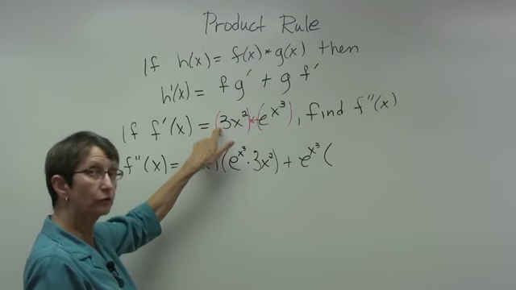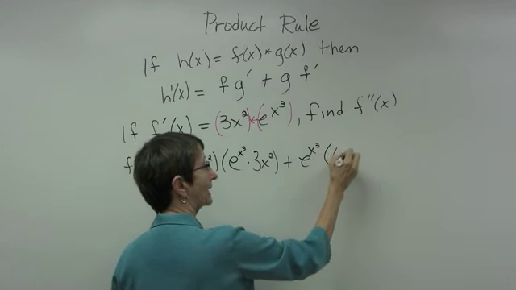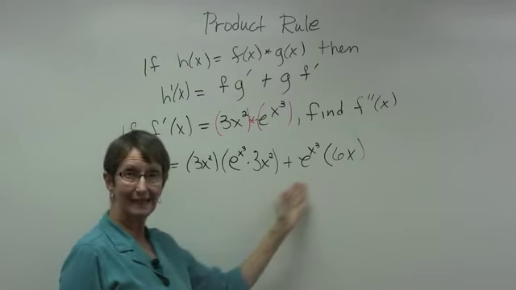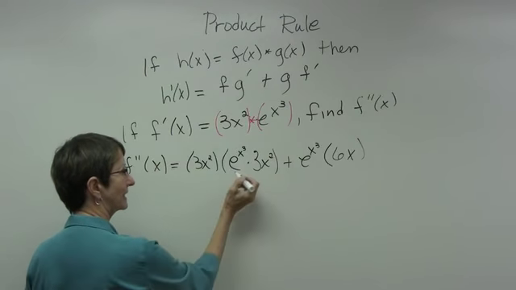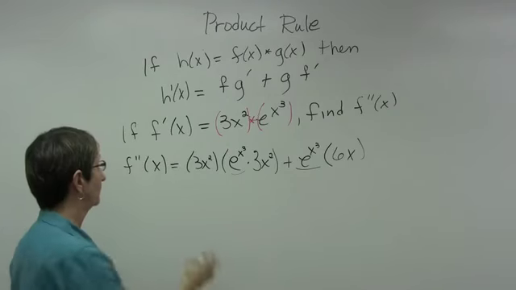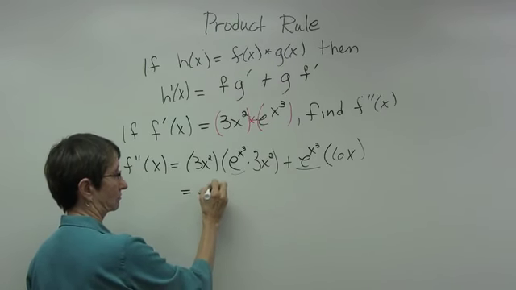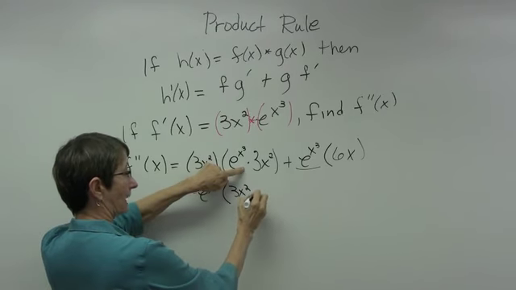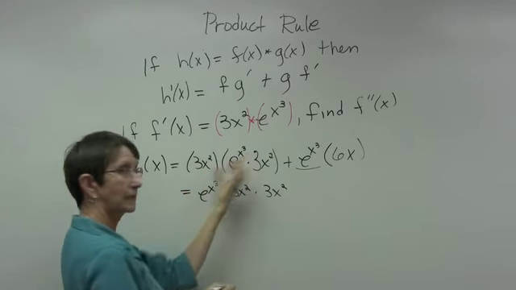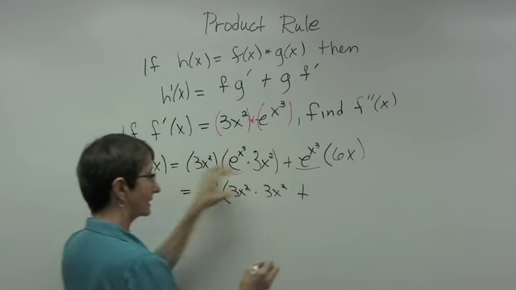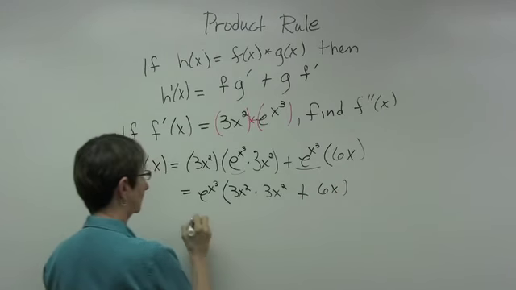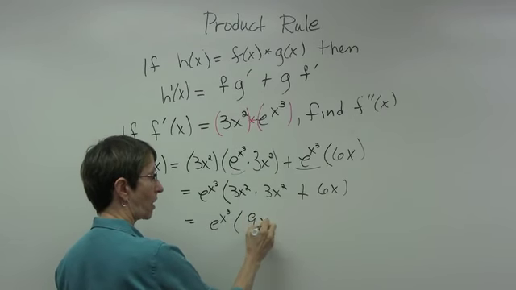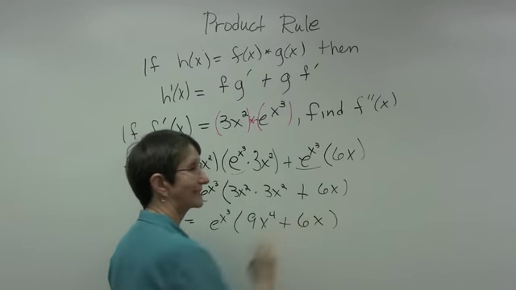I can bring the 2 around front to multiply times the 3, and I get 6x to the first. You can leave it like this. A lot of times, though, because there's an e in both parts, we'll factor out the e part, e to the x cubed. What's left here is 3x squared times 3x squared, when the e comes out, plus this e comes out, and I'm left with 6x. So I have e to the x cubed times the quantity 9x to the fourth plus 6x.